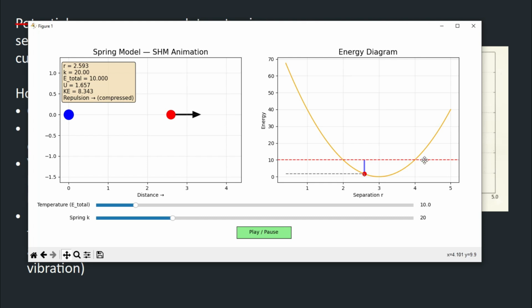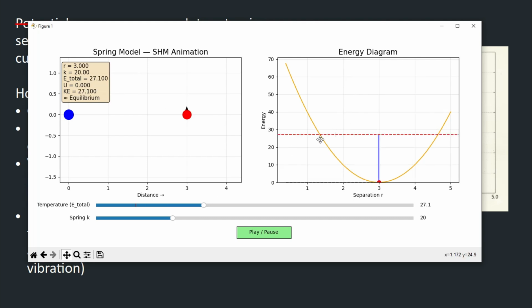See, this red line is the total energy the system has. Okay. So if I increase the temperature, the total energy increases. If I decrease the temperature, the total energy decreases. Okay, yes. And what does this curve do? I'll be talking about that. So basically, this red line is your sum of kinetic energy plus potential energy.